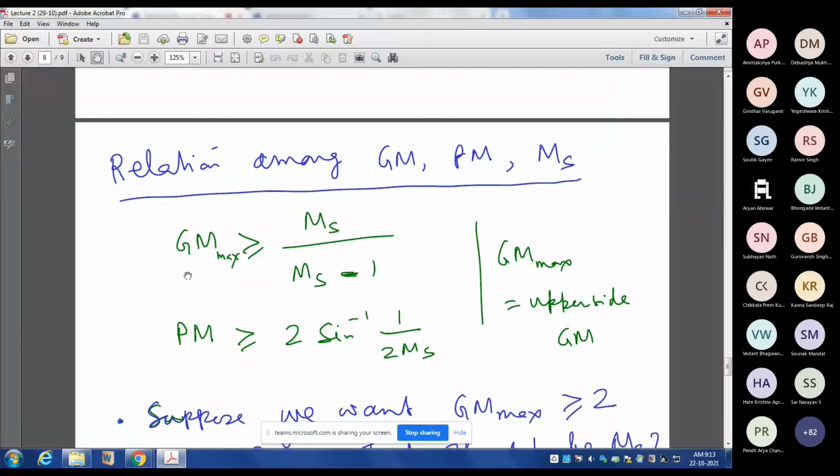The maximum gain margin, GM max, means the upper side gain margin. These are inequalities that you can prove. The upper side gain margin is greater than or equal to MS by MS minus 1, and the phase margin is greater than or equal to 2 sine inverse of 1 by 2 MS. Similarly, for the lower side gain margin there is also an inequality, which I will come to later.